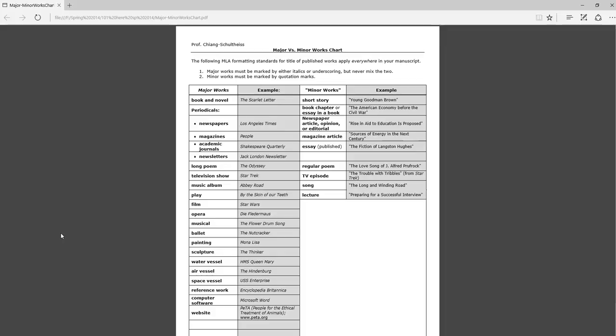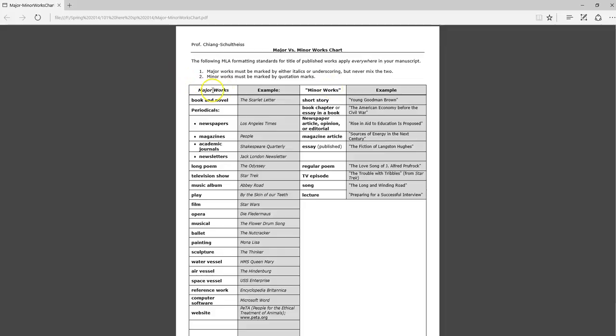So when you're referencing or talking about a major publication, you want to make sure that the words of the title are in italics. And you'll notice that italics are just simply when the word processing program puts the letters at a slant. If the publication is a minor publication, then you want to make sure that the words are surrounded by quotation marks. And so this handout here shows you some examples of major and minor publications.